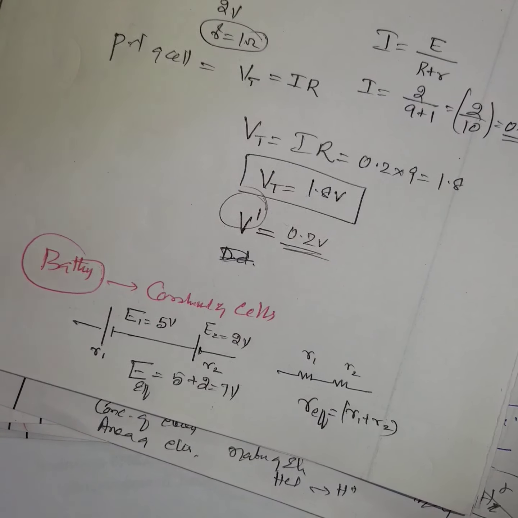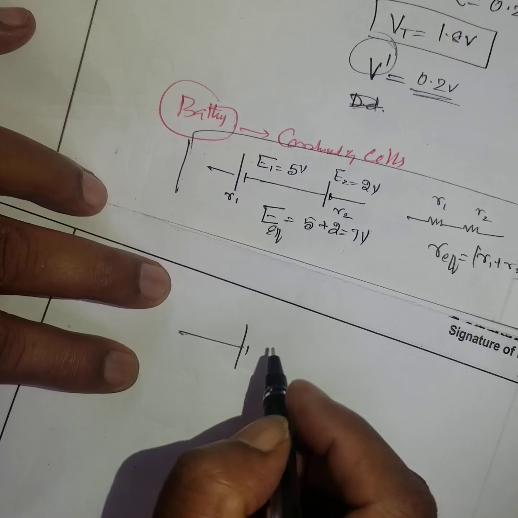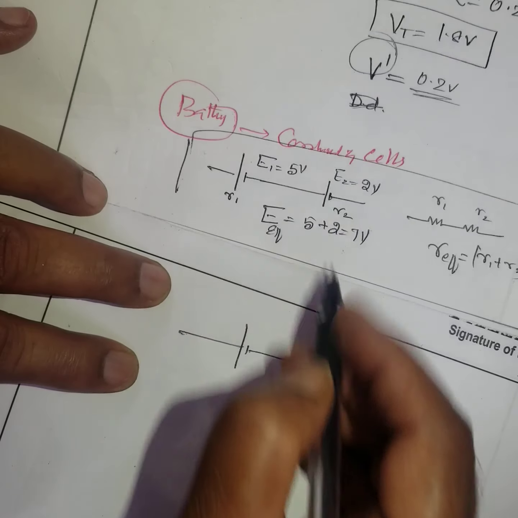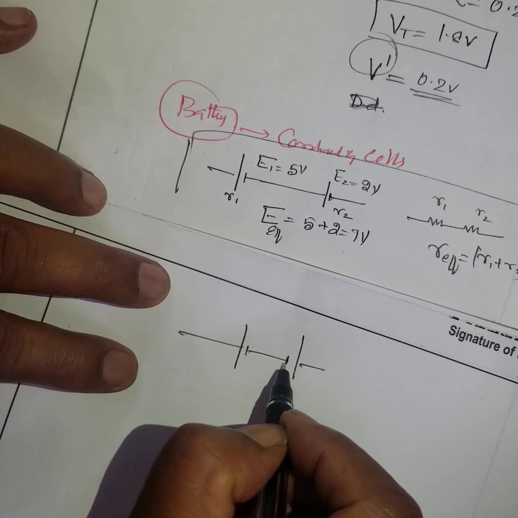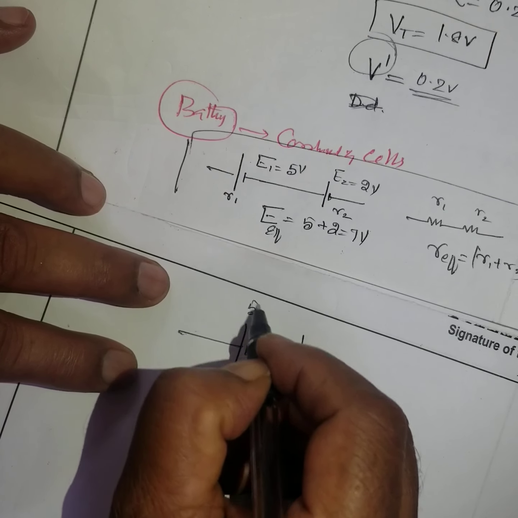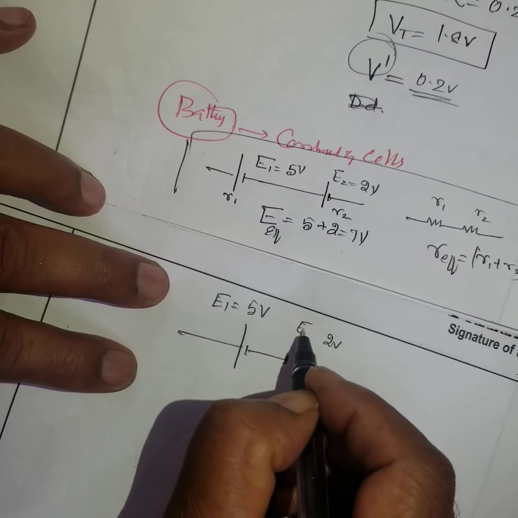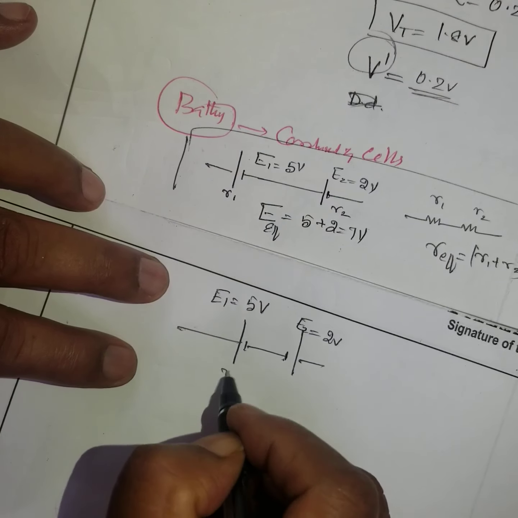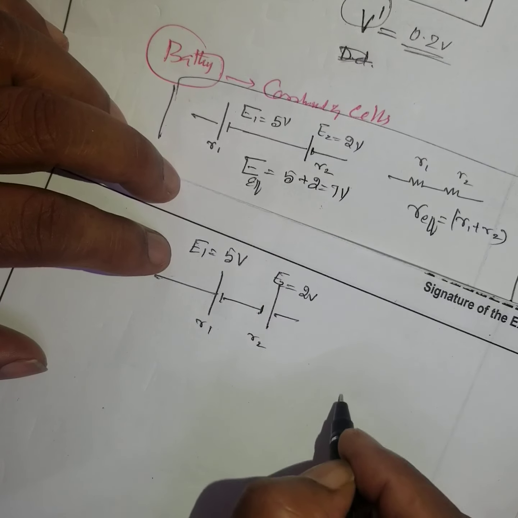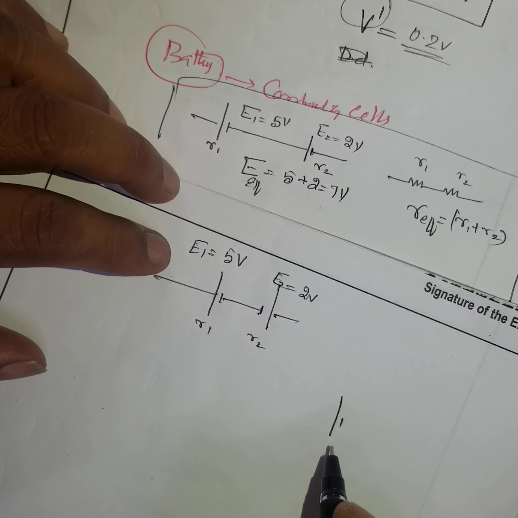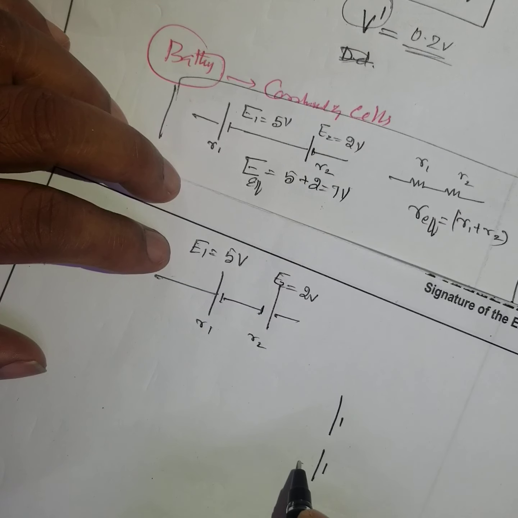On the other hand, suppose I have a battery, right? Here negative, here positive. Negative negative connected, positive positive connected. This is 5 volt, this is 2 volt. This is E1, this is E2. Then this is R1 and R2. What type of connection? See, actually this is the thing. You are connecting like this. This is the meaning.